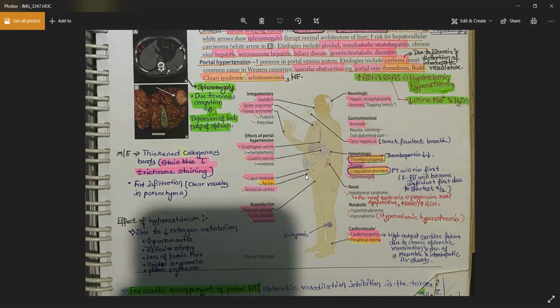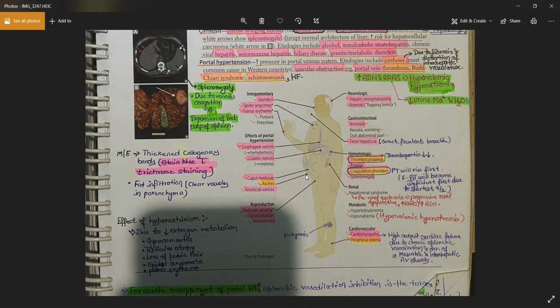See, what happens whenever you get portal hypertension, you will start having high pressure in the portal vein, right? And because of this high hydrostatic pressure, you will have a leakage of all of this fluid from the blood vessels, from the veins, to the interstitium, right? This is the first thing.